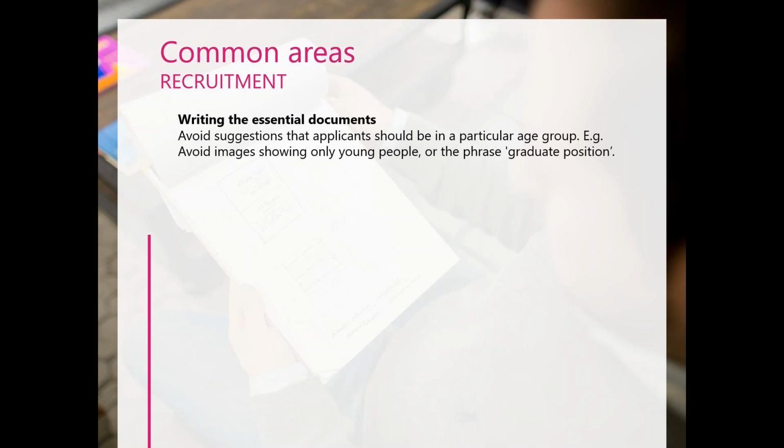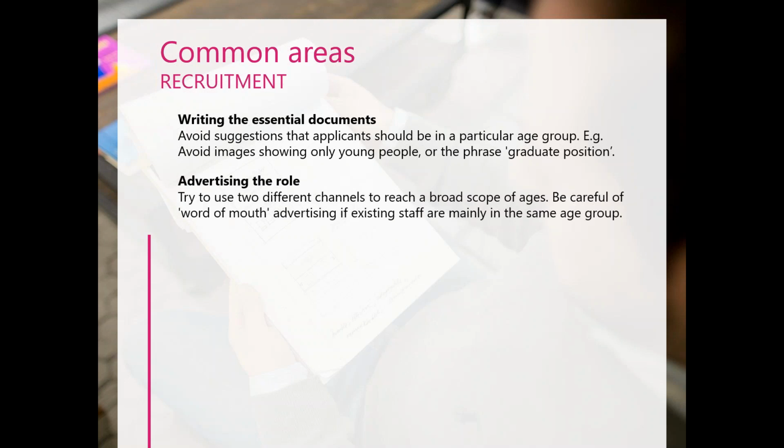So we begin with writing the essential documents. So this is things like job specification, the job advert, and so on, okay? So Acas say that employers should avoid suggestions that applicants should be in a particular age group, okay? So avoid images that just show young people or that use phrases like graduate position, okay? Because that's going to indicate that you're looking for a younger person. Even if you think the job is probably going to be suited toward a graduate, we shouldn't rule out other people who might be interested.